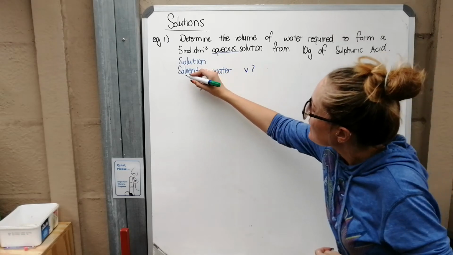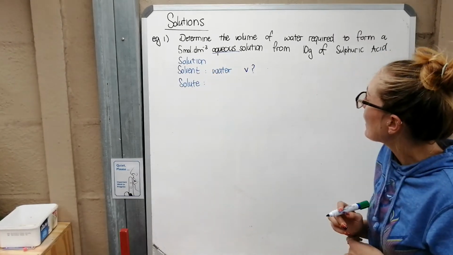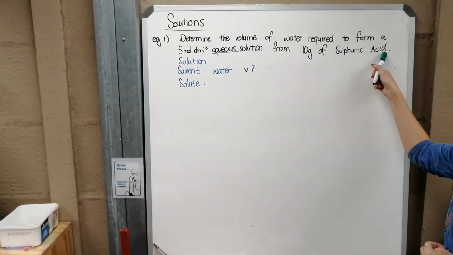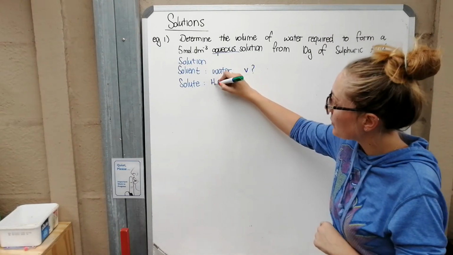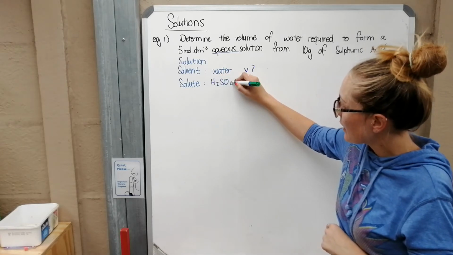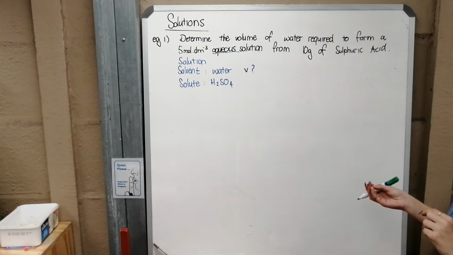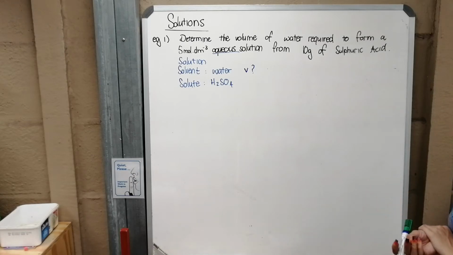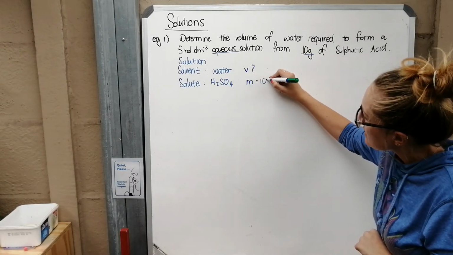Okay, now let's look at our solute. Our solute is sulfuric acid. We need to write it in its chemical formula way. You'll need its chemical formula just in case we need to work out the molar mass. Write it as a chemical formula. Our solute is H2SO4, and we know that the mass of that is 10 grams.